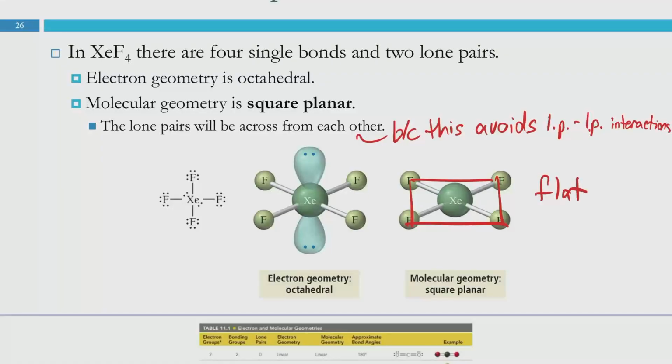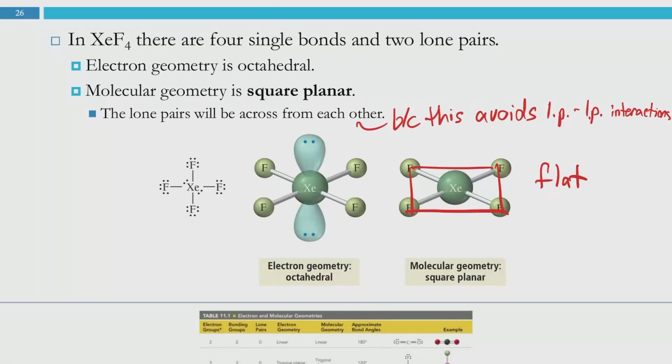We've got 4 groups. They're flat because the lone pair on top and the lone pair on the bottom are pushing equally, so they're not getting pushed up or pushed down. So it's sitting flat. That is our square planar geometry.